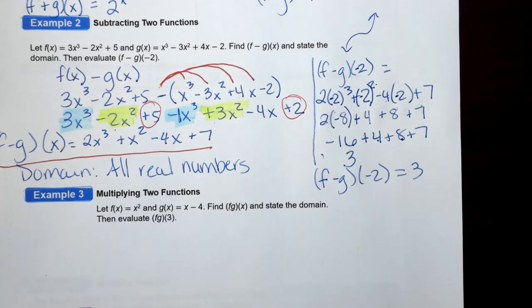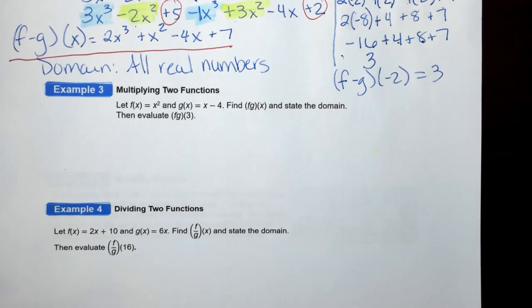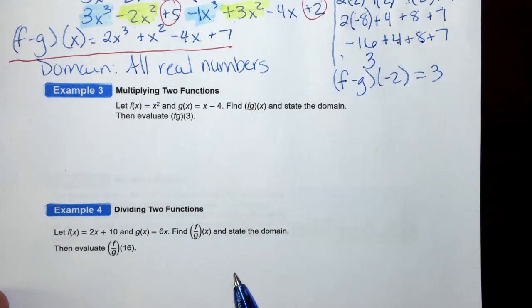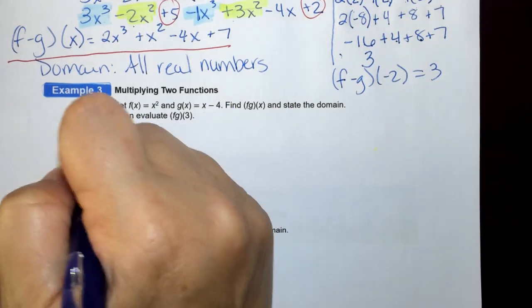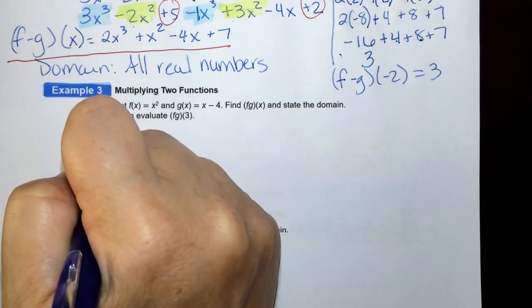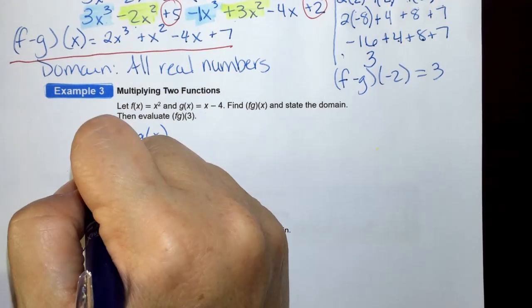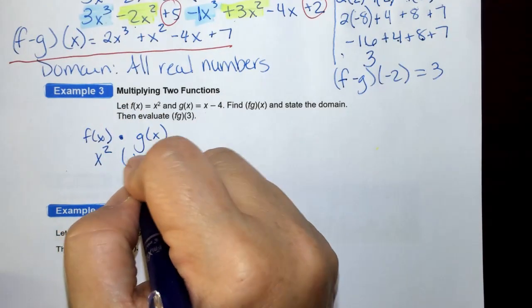All right, multiplying. Same idea, guys. Multiplying two functions. We're going to do just like it says. We're going to multiply them. All right, so we have f of x equals x squared. We have g of x equals x minus 4. So we're simply multiplying them together. So we're going to say f of x times g of x. So what is f of x? It is x squared. What is g of x? It is x minus 4.